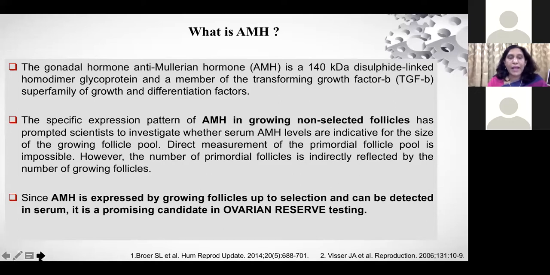The specific expression pattern of AMH is in growing non-selected follicles. And this prompted scientists to investigate whether serum AMH levels are indicative of primordial follicle growth. Now, the number of primordial follicles is indirectly reflected by the number of growing follicles. So AMH is expressed by growing follicles up to selection and can be detected in serum. So it's a promising candidate in ovarian reserve testing.